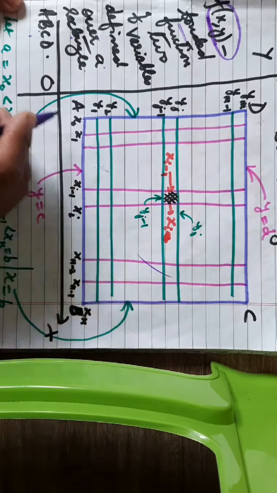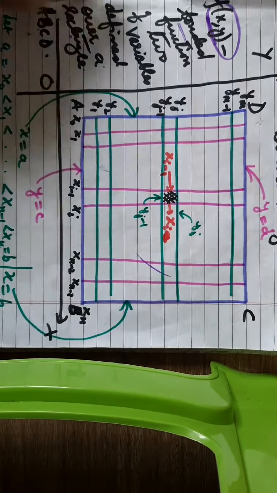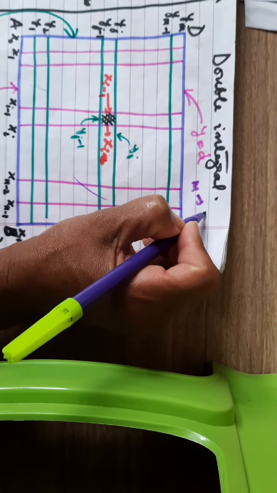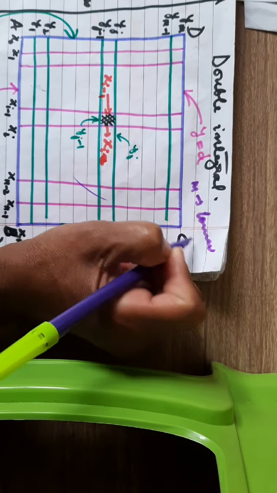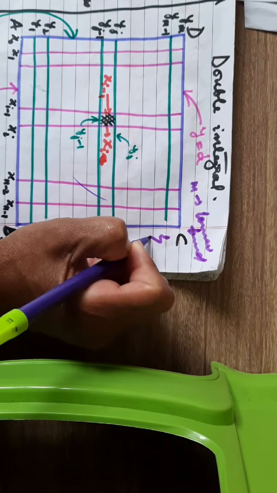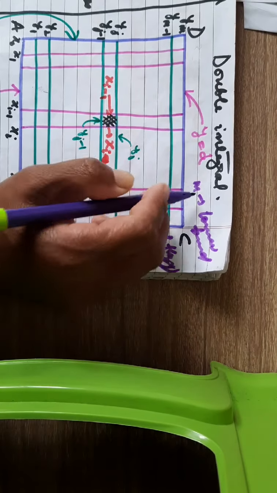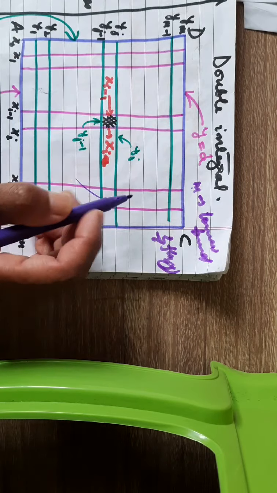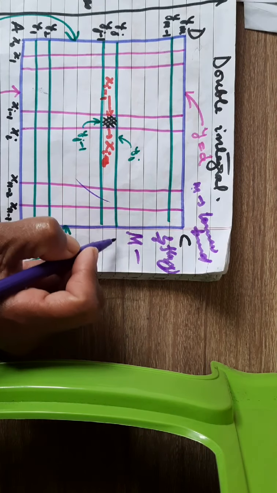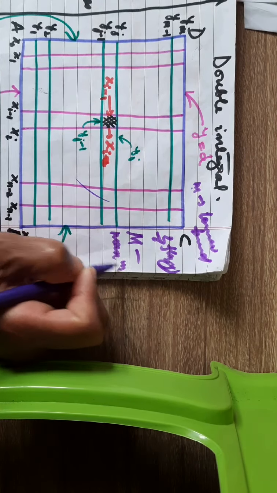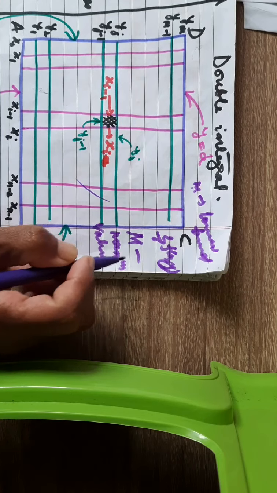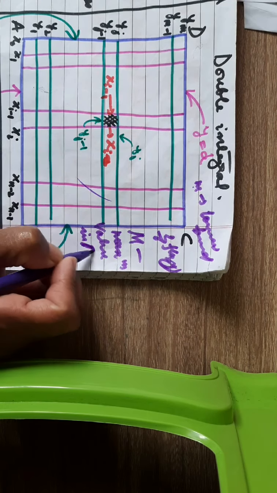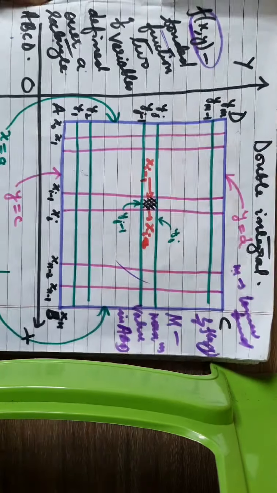Suppose m denotes the lower bound of f(x,y). That means m is the smallest value obtained by f(x,y) in this rectangle, and capital M is the maximum value, or the greatest value, of f(x,y) in this rectangle ABCD.